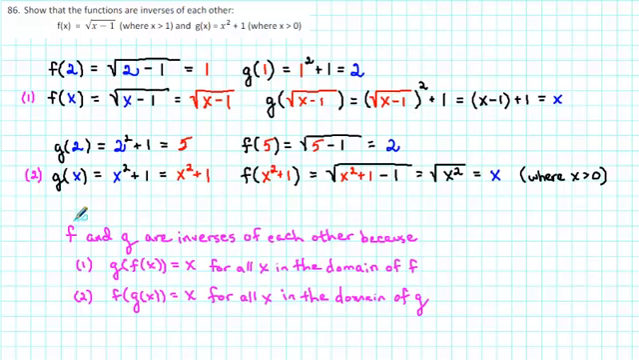So in summary, f and g are inverses of each other because, 1, g of f of x is equal to x for all x in the domain of f. In other words, g undoes f. That's what we showed in step number 1. And then secondly, we've shown that f of g of x is equal to x for all x in the domain of g. We showed that f undoes g in step number 2.